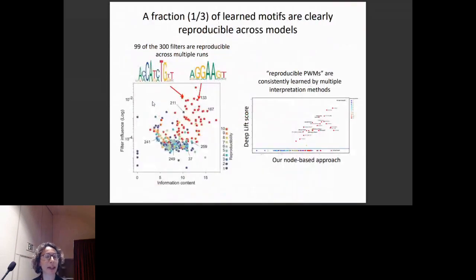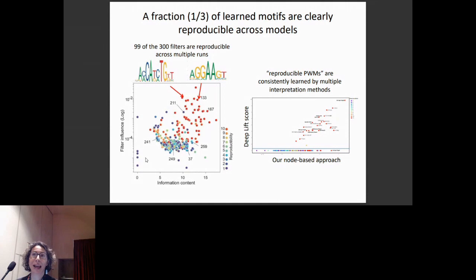And we saw something interesting here. In the plot here, each dot is one motif, or one PWM, learned by the first layer. We have 300 nodes, corresponding to 300 motifs, just by the architecture of the model. On the x-axis, we have the information content, so how different that motif is from random sequence. On the y-axis, how influential that motif is to the model's prediction. And these are color-coded by how reproducible they are across the 10 separately trained models.